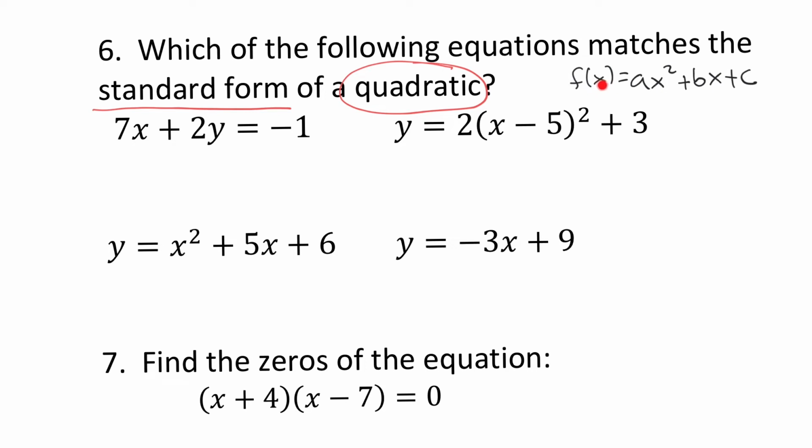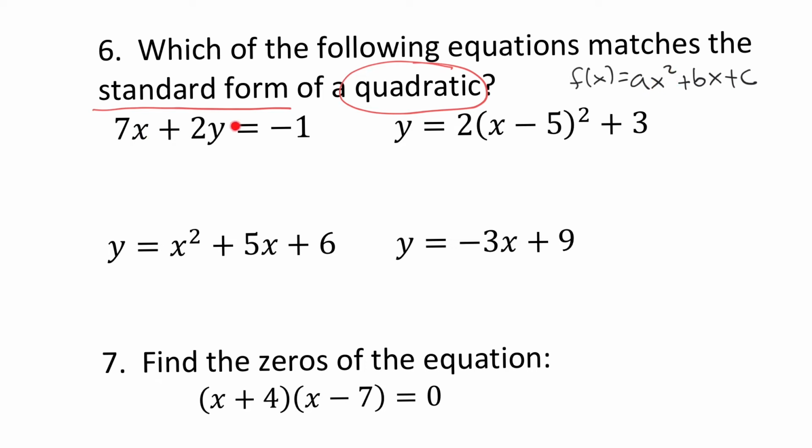Remember that f of x can be the same thing as y. So each one of these equations does have a y, so we don't have to worry about the f of x. But notice that the standard form, first of all, doesn't have parentheses. It has an x squared. And you have 3 values, a, b, and c. Sometimes you are missing one of those values. But it's very important that you see we don't have parentheses and we do have a degree of 2.